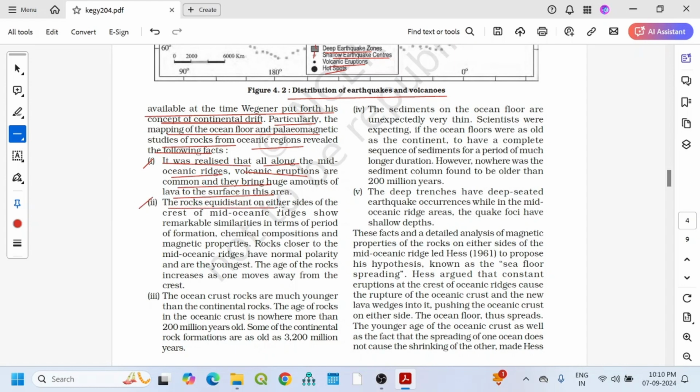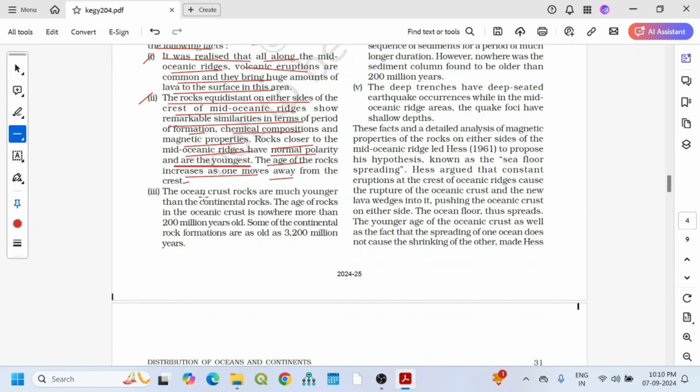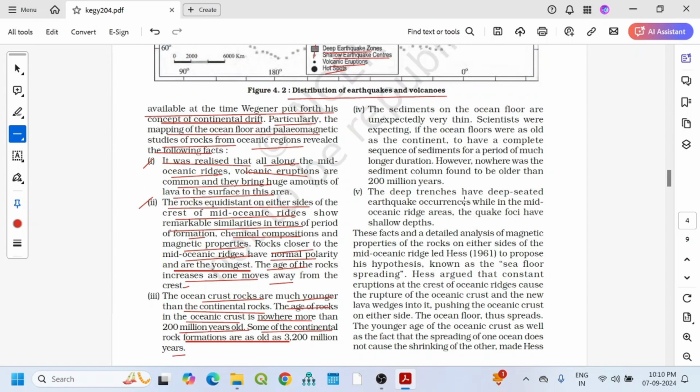Second, the rocks equidistant on either side of the crest of mid-oceanic ridges show remarkable similarities in terms of period of formation, chemical composition, and magnetic properties. Rocks closer to the mid-oceanic ridges have normal polarity and are the youngest. The age of the rocks increases as one moves away from the crest. The oceanic crust rocks are much younger than the continental rocks. The age of rocks in the oceanic crust is nowhere more than 200 million years old. Some of the continental rock formations are as old as 3,200 million years.